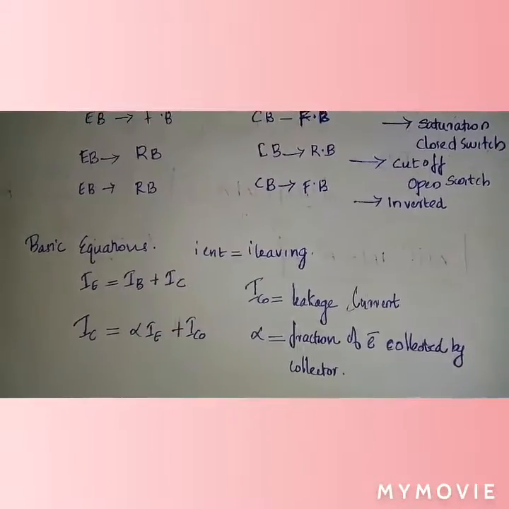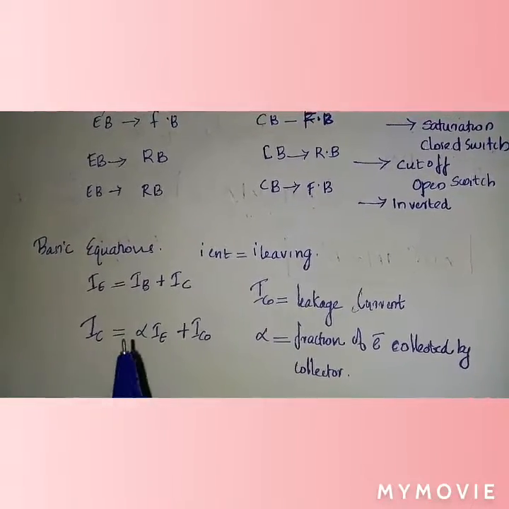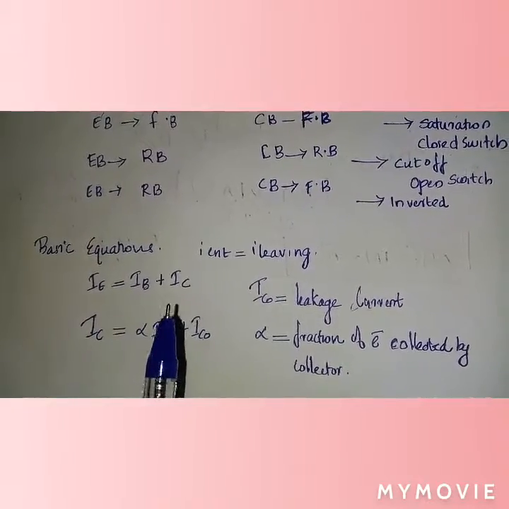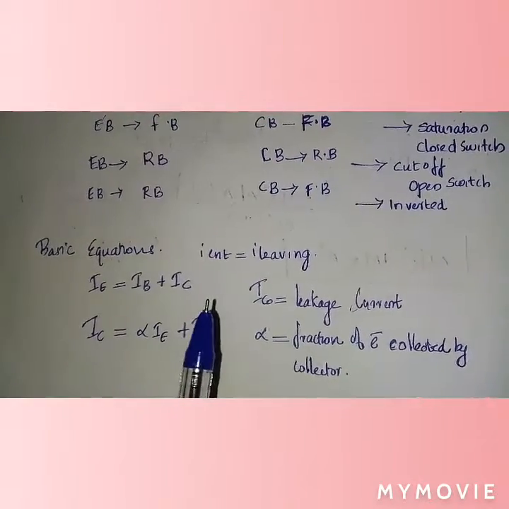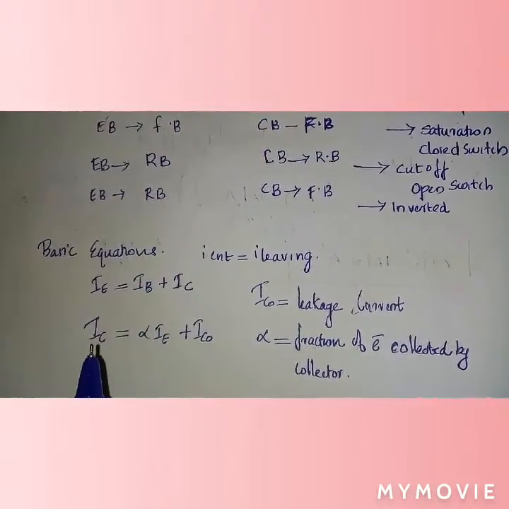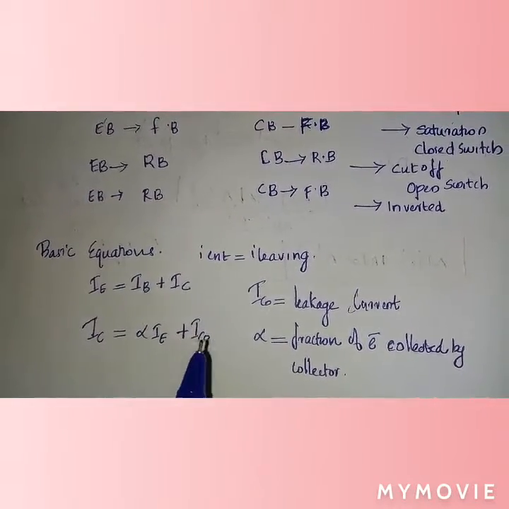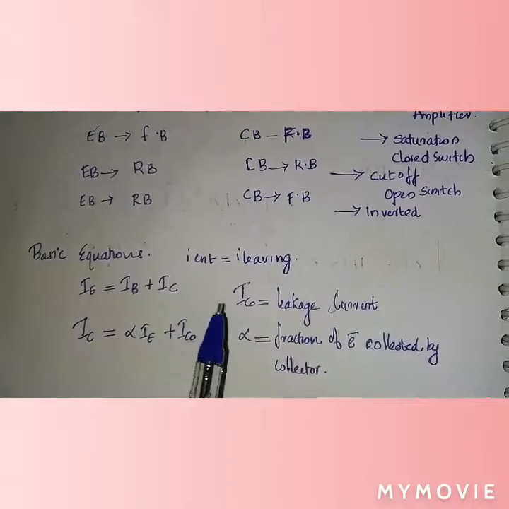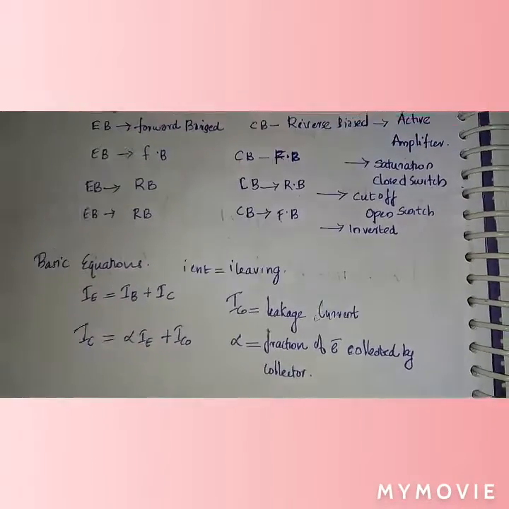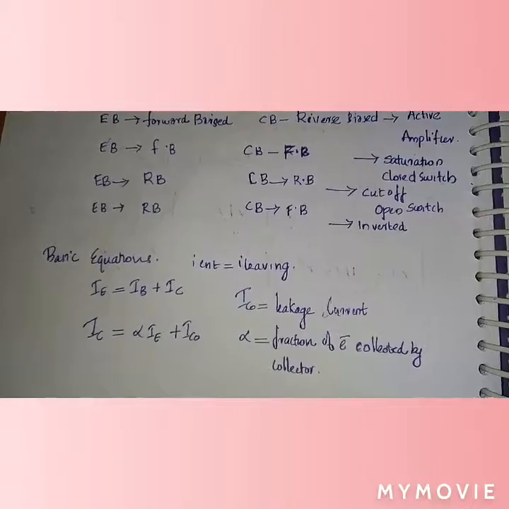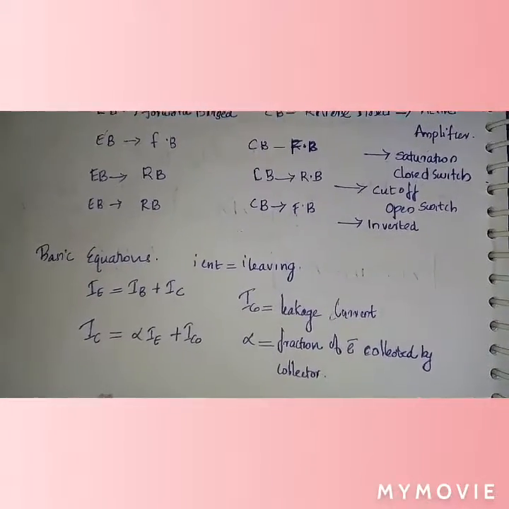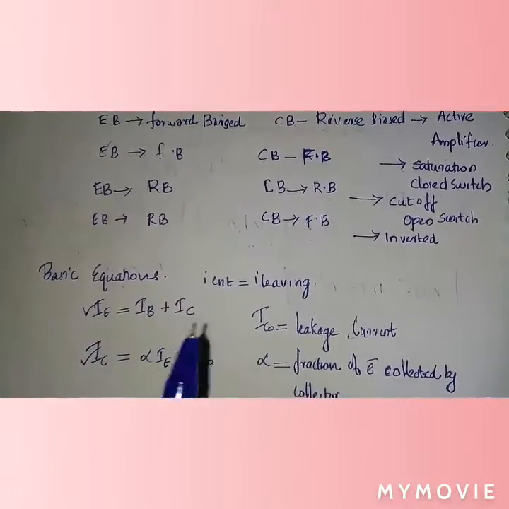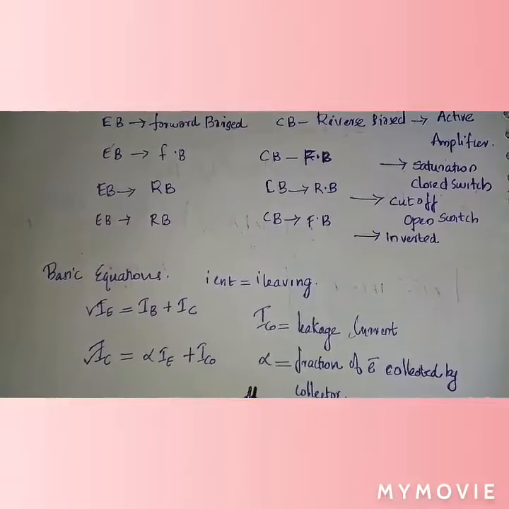In the transistor section, we should know the two basic equations: IE is equal to IB plus IC, that is, the emitter current is the sum of the base current plus the collector current, and the collector current IC is equal to alpha IE plus ICO. Alpha is the fraction of electrons collected by the collector and ICO is the leakage current. These equations are derived from the fact that current entering is equal to current leaving. So we should remember these two equations: IE is equal to IB plus IC, IC is equal to alpha IE plus ICO.